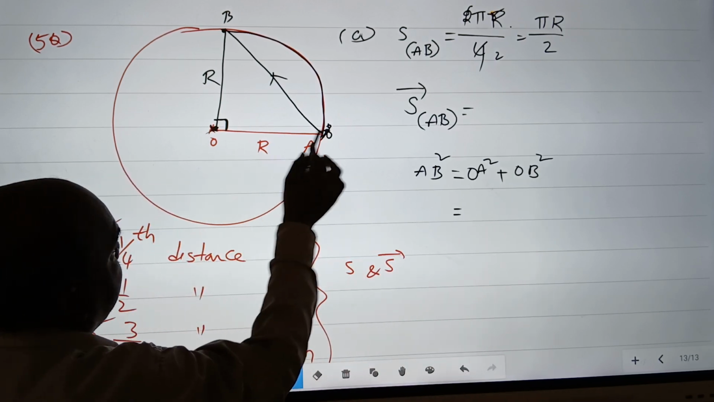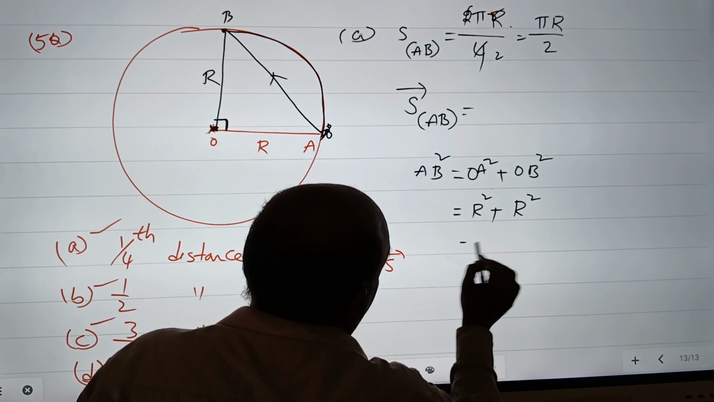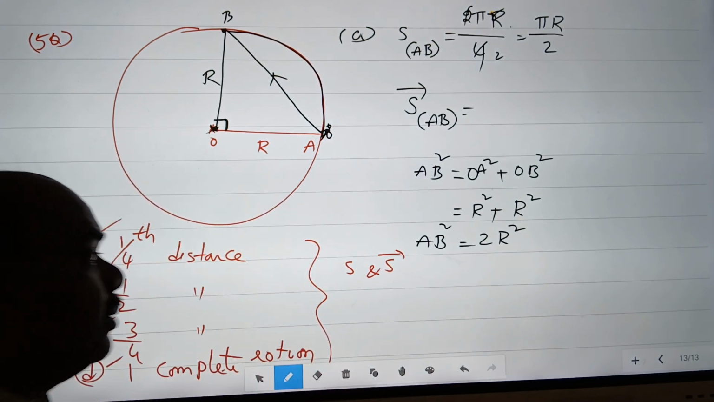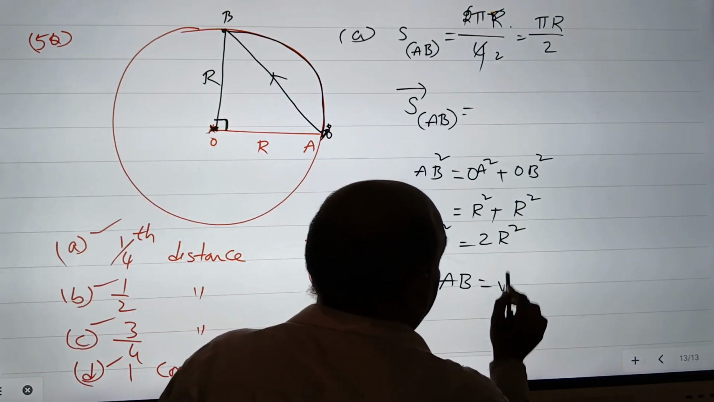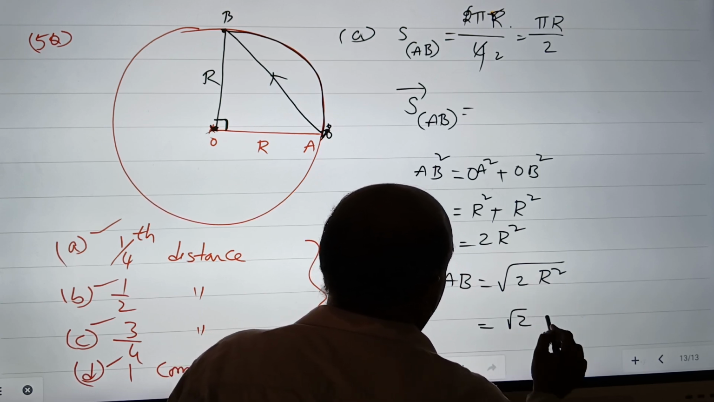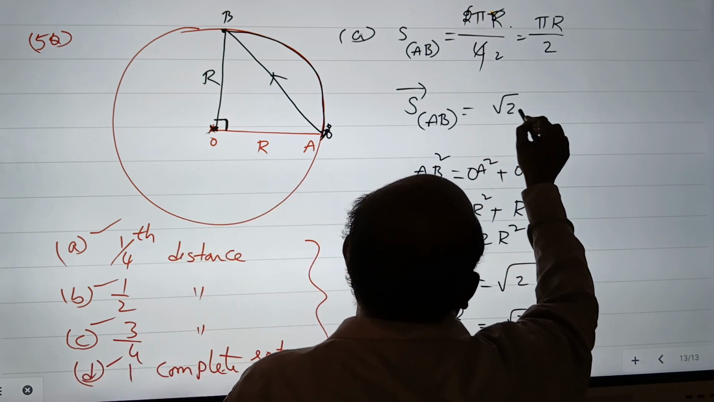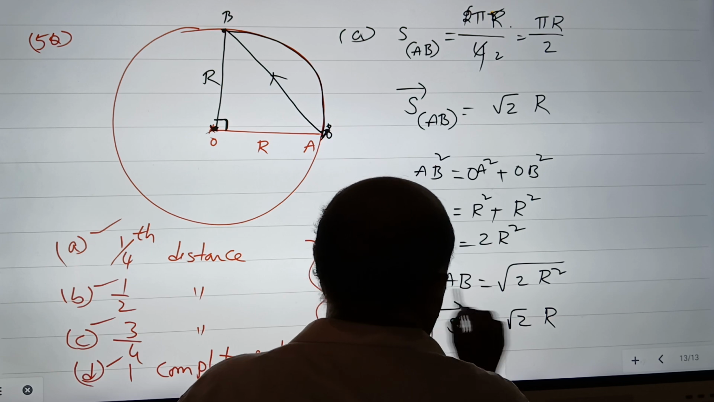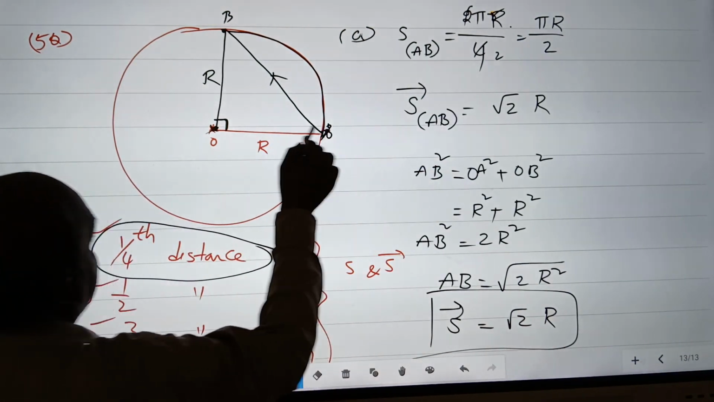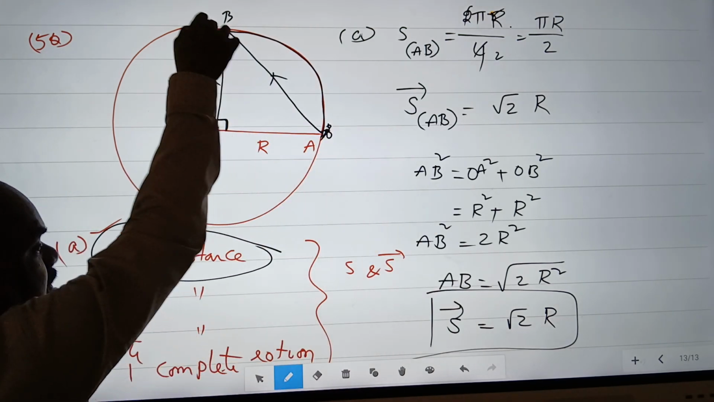So what is OA square? R square. What is OB square? R square. R square plus R square, how much? 2R square. This is AB square. You don't want AB square, you want AB. AB is equal to under root 2R square. Root 2 comes out, R square and square root cancel, R. Root 2 R. This is the displacement. Displacement is root 2 R. Distance is pi r. First case is completed. First case distance is pi r, and displacement is root 2 r.